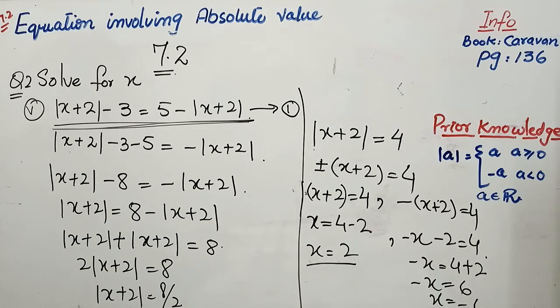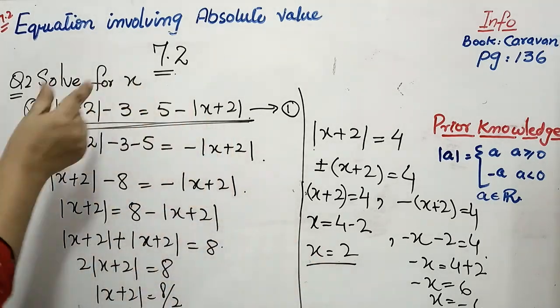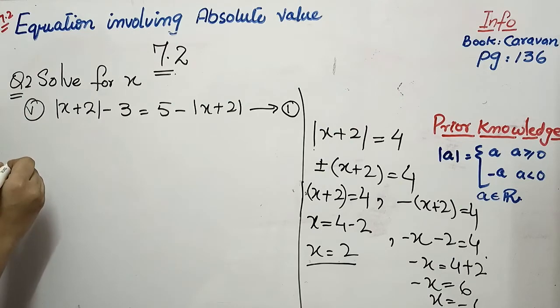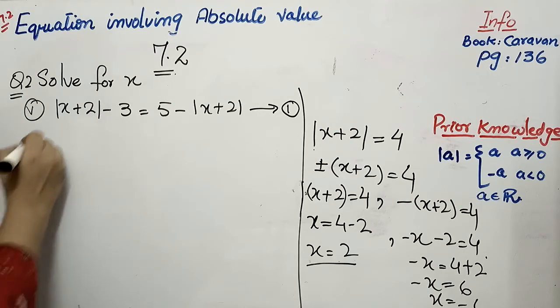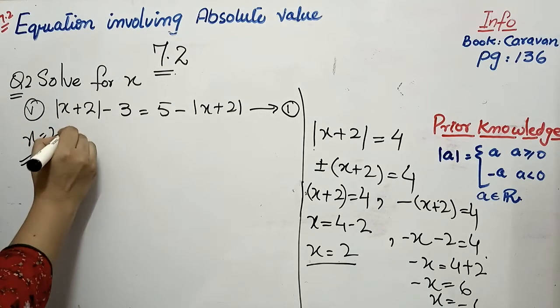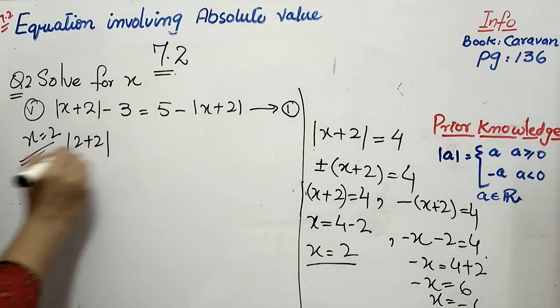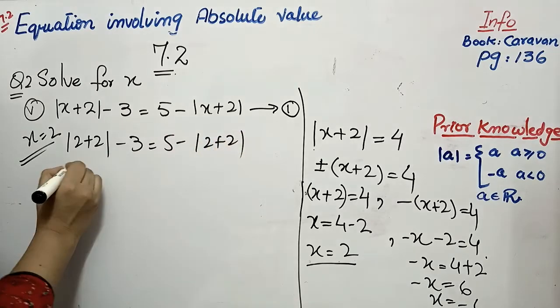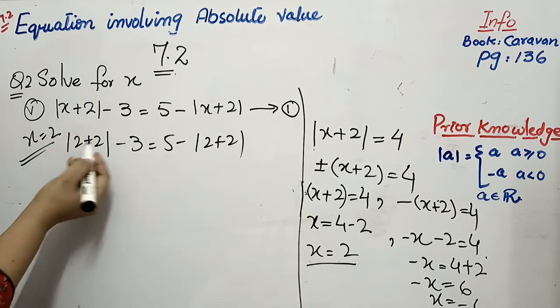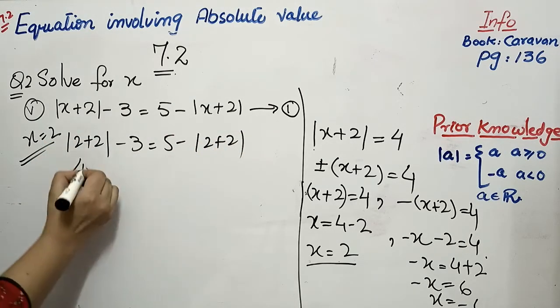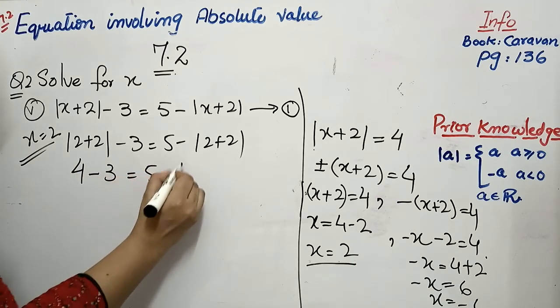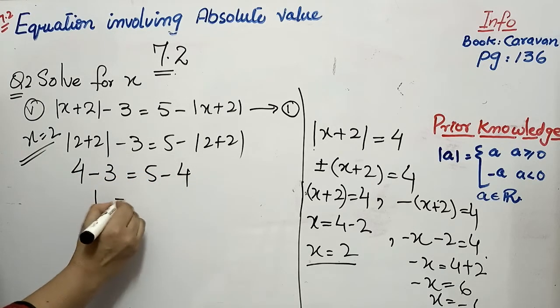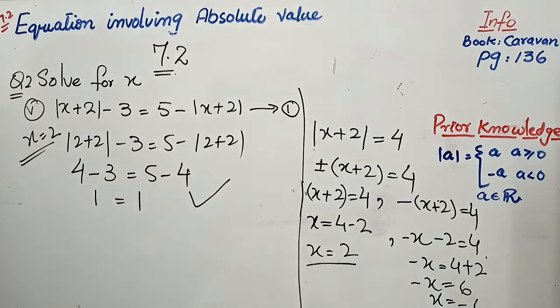Check whether these two values of x verify this equation or not. First of all, we are going to substitute the value x is equal to 2. So it will be mod of 2 plus 2, minus 3, is equal to 5 minus mod of 2 plus 2. That will be modulus of 4, which is 4. 4 minus 3 is equal to 5 minus 4. So it will be 1 is equal to 1. So x is equal to 2 is verified.